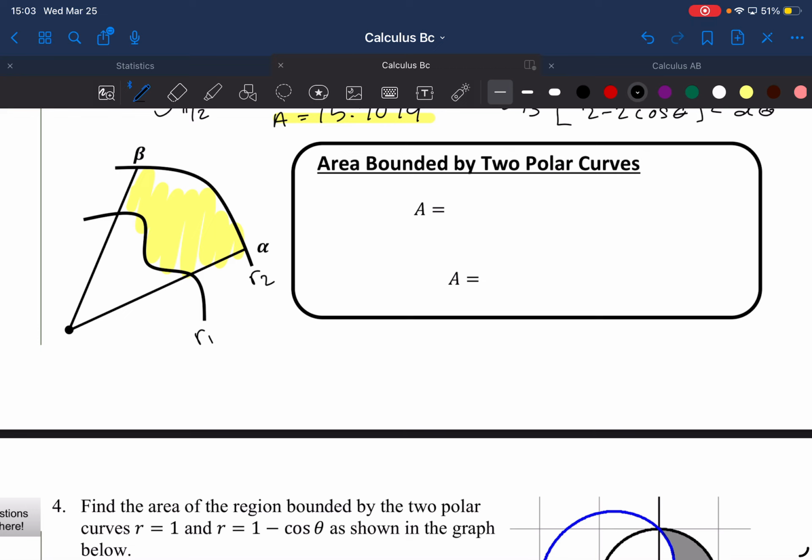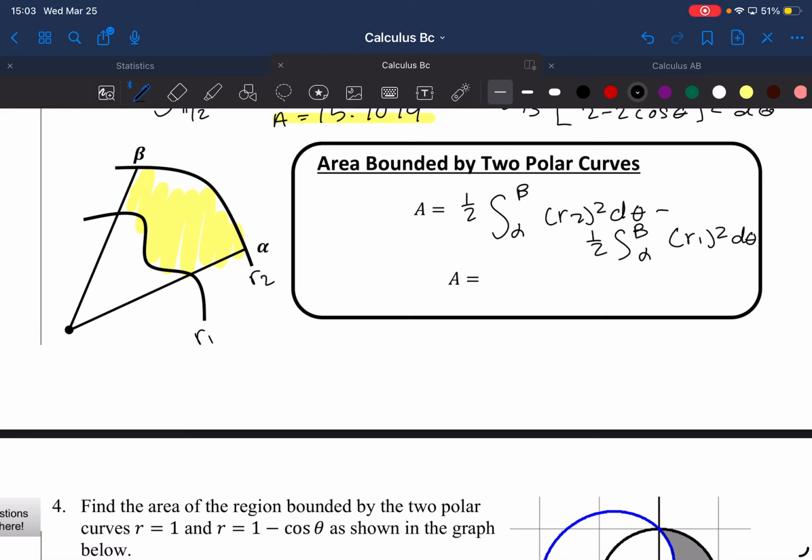Okay, so just like we did on the different notes when we were in the rectangular plane, we took the 2 graphs, we subtracted them to find what was left over. We're doing the same thing here. So this becomes 1/2 integral of alpha to beta R2 squared d theta minus 1/2 integral of alpha to beta of R1 squared d theta. Okay, notice we're using the exact same bounds.